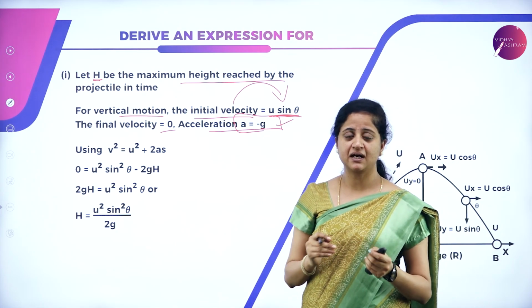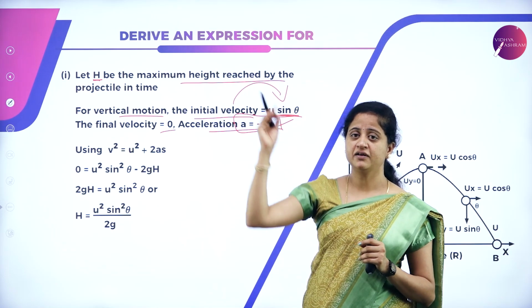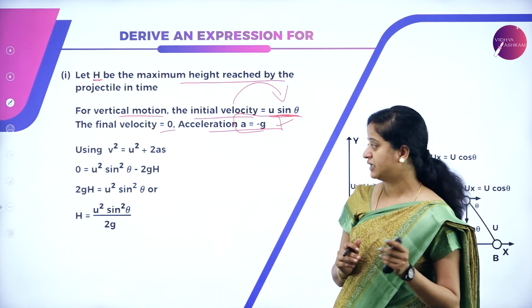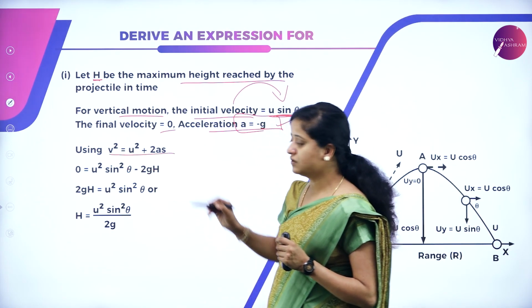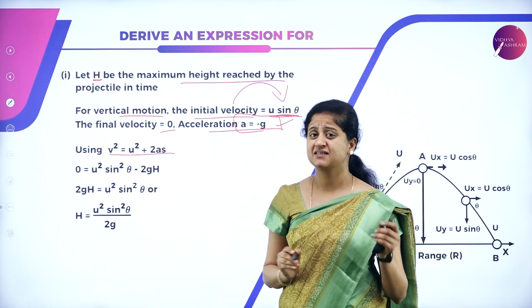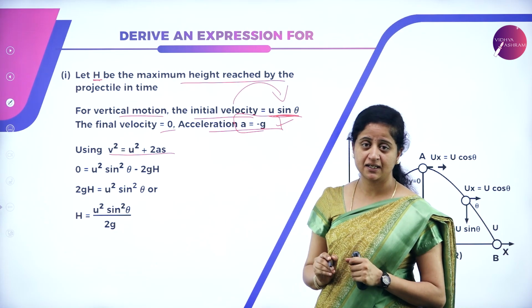For a body travelling upwards, the convention is negative, and for a body which is falling down, we conventionally consider it positive. So, we can use the equation v squared equals u squared plus 2as, which is the kinematic equation we derived in the chapter on motion in a straight line.